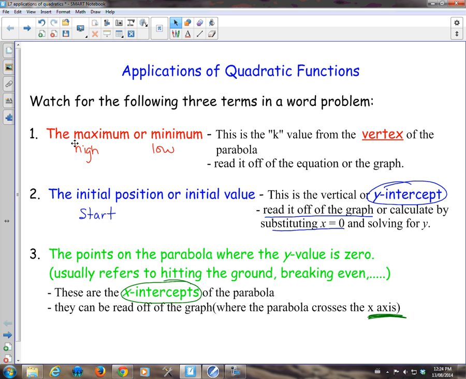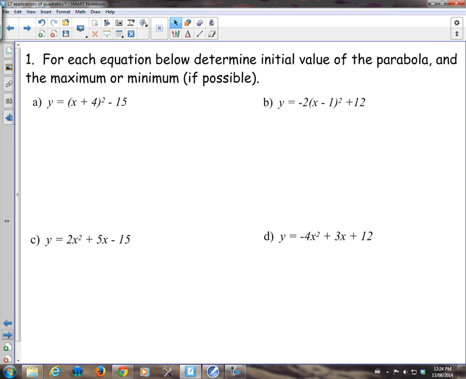So let's take a look at a few equations. For the 4 equations below, determine the initial value of the parabola and the maximum or minimum if possible. So we talked about the initial value. The initial value is the y-intercept. And you can get it from looking at the graph and seeing where it crosses the y-axis. Obviously, with 4 equations, we don't have a graph. And we tend not to like to do more work than we have to, so let's not make a graph.